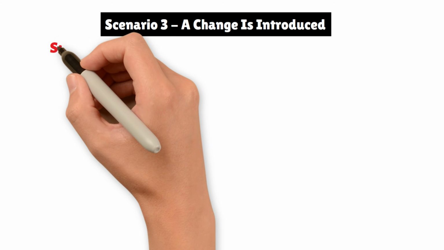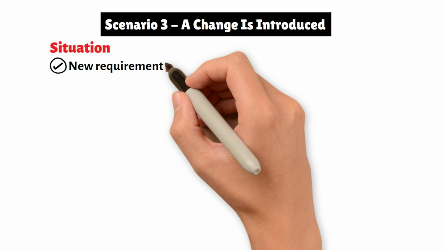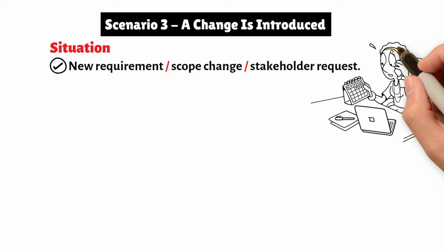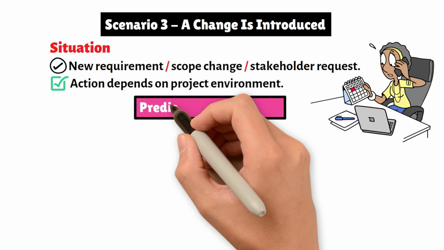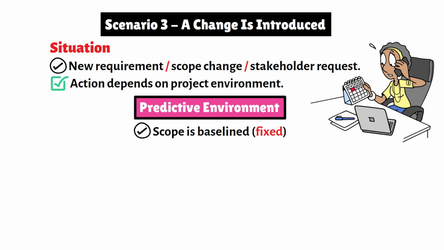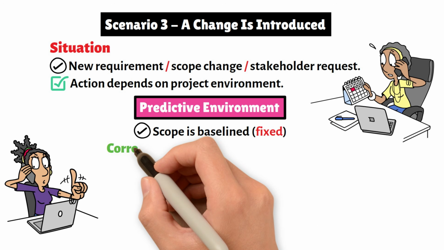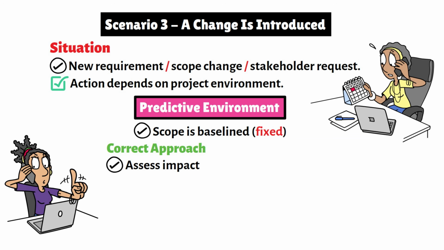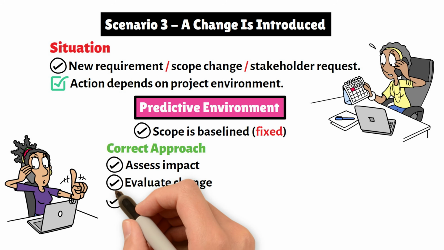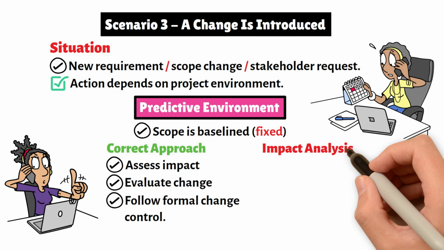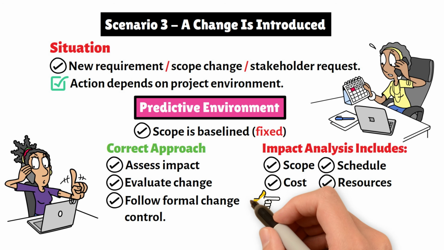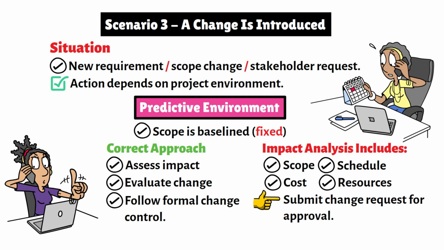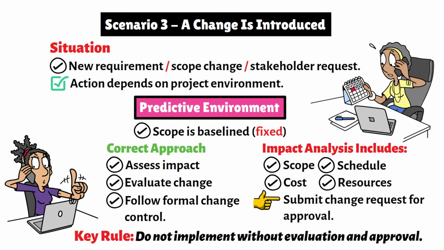Scenario 3. A change is introduced. In this scenario, you will see questions about a new requirement, a scope change, a stakeholder request. In this case, the correct answer depends on the project environment. In a predictive environment, scope is baselined. That means changes are not implemented directly. The correct approach is to assess the impact, evaluate the change, follow the formal change control process. This includes analyzing impact to scope, schedule, cost, resources, then submitting a change request for approval. Here's the key rule: do not implement change without evaluation and approval.